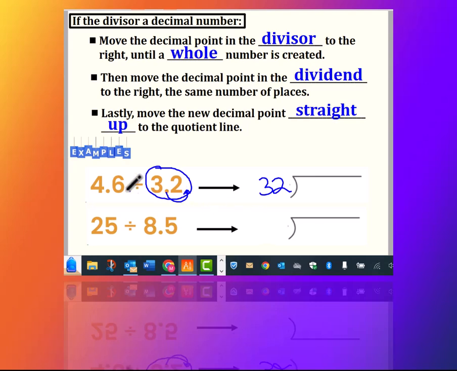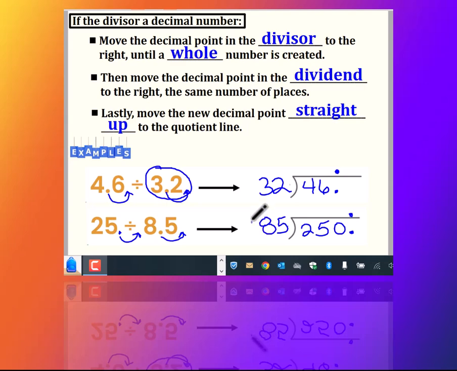Then you have to do the same thing to the dividend. You're not turning the dividend into a whole number. You're moving the decimal point the same number of places. We moved it one place to the right, so we do the same thing to the dividend, one place to the right. And it now becomes 46 with a decimal. I want to keep my decimal because I want to bring it straight up to my quotient line. And then we're ready to divide like you normally would. So I want you to pause the video, go ahead and write the division for this next problem, and then come back and check.